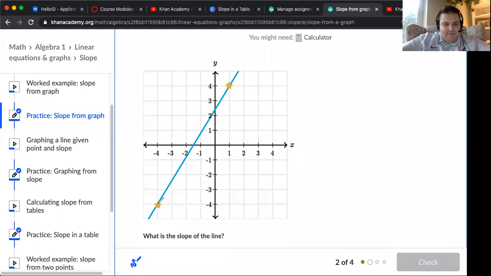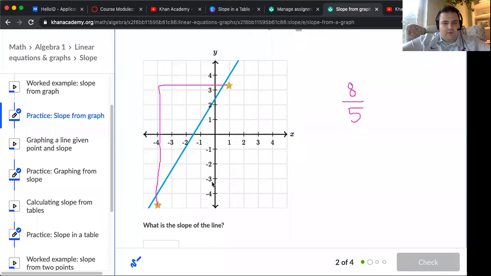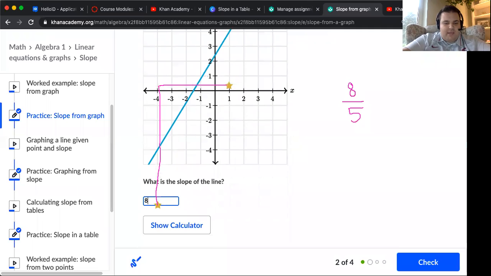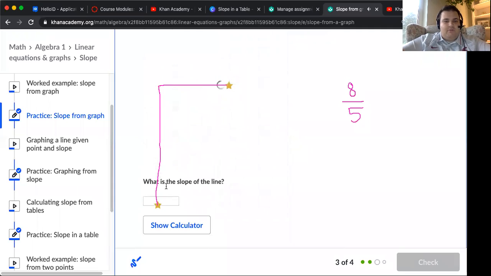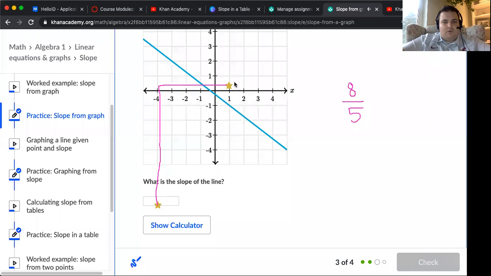So the rise, going from left to right, the rise is going up 1, 2, 3, 4, 5, 6, 7, 8. So our rise, or our change in y, is 8. And our change in x is 5. So our slope is 8/5. All right, let's go ahead and enter that in here. Let's see, 8/5. Got it right. I'll go ahead and do one more, and then we'll call it good.